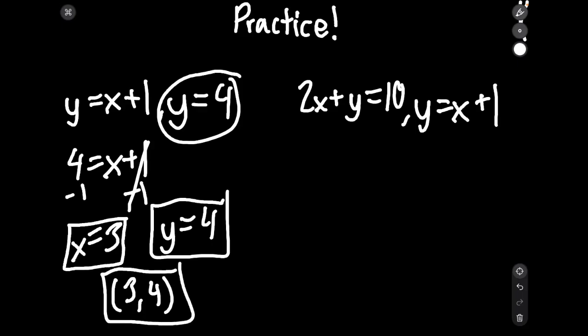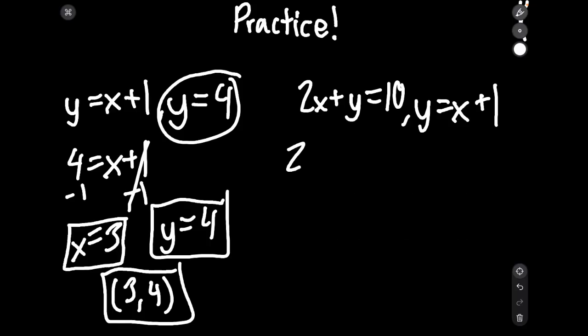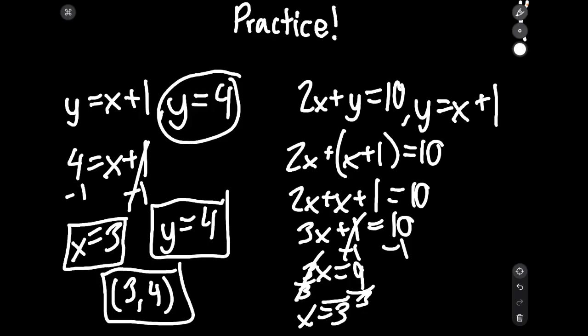Okay, for our second problem, we have 2x plus y equals 10, and we have y equals x plus 1. Like one of our previous examples, we could just replace the y in the first equation with x plus 1. So then we get 2x plus x plus 1 equals 10. And then we can combine like terms, so then 3x plus 1 equals 10. And now we could just subtract 1 on both sides. We get 3x equals 9. And then now divide both sides by 3. So then we get x equals 3.